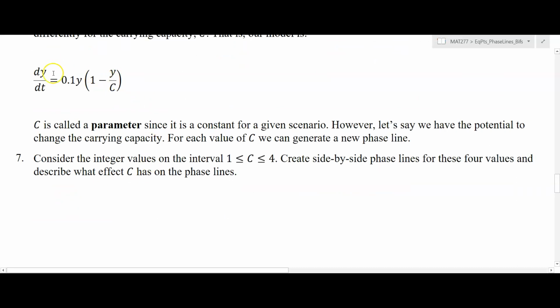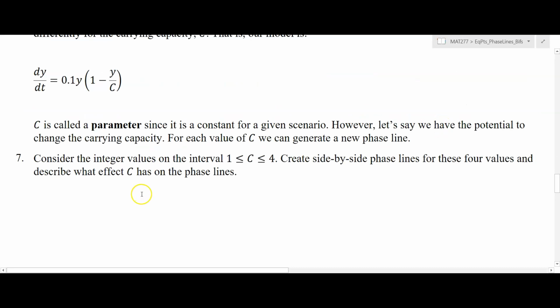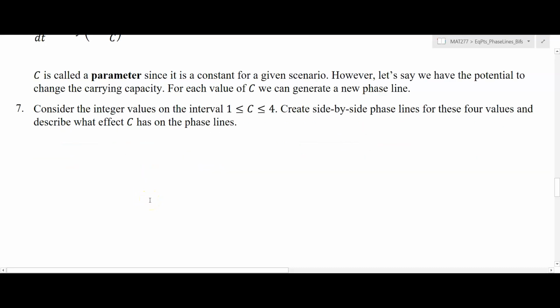So rather than having to solve this, which we could do, and then go to Desmos and play around with the value of C, which will inevitably be part of our solution, we could do a simpler analysis and just generate some phase lines and understand how the solution will respond to different values of C. Consider the integer values on the interval C between 1 and 4. Create side-by-side phase lines for these 4 values and describe what effect C has on the phase lines.